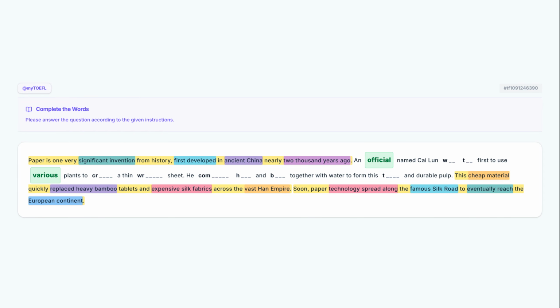Here, we need an infinitive verb that describes the goal of using various plants. The purpose of the process was to make or create a new material, so the correct answer is create. An official named Kai Lun was the first to use various plants to create a thin. Kai Lun's invention resulted in a thin surface intended for a specific use. Given that paper's primary historical function was for recording text, the correct answer is writing.